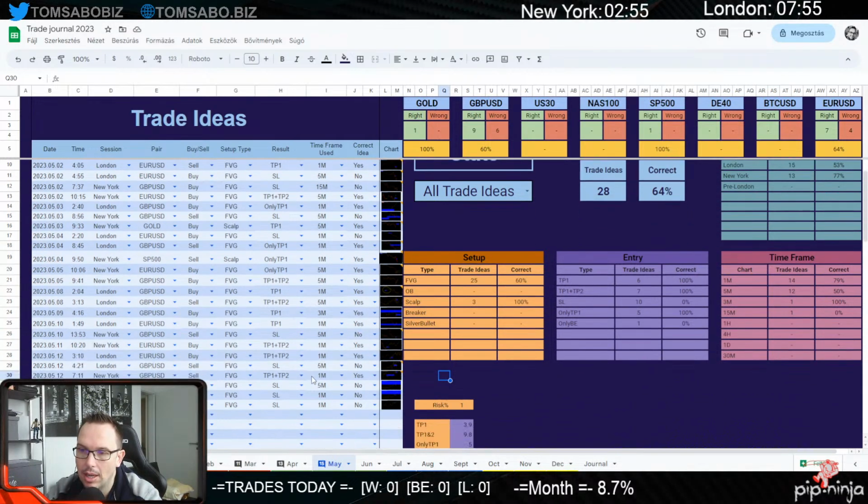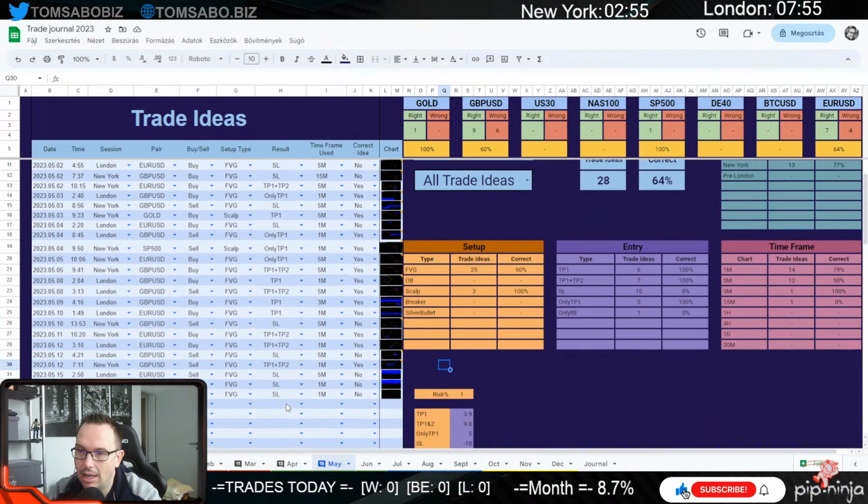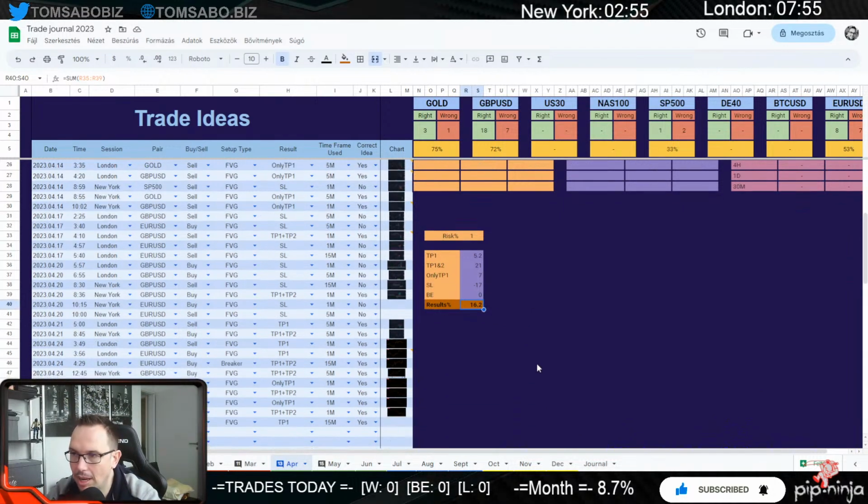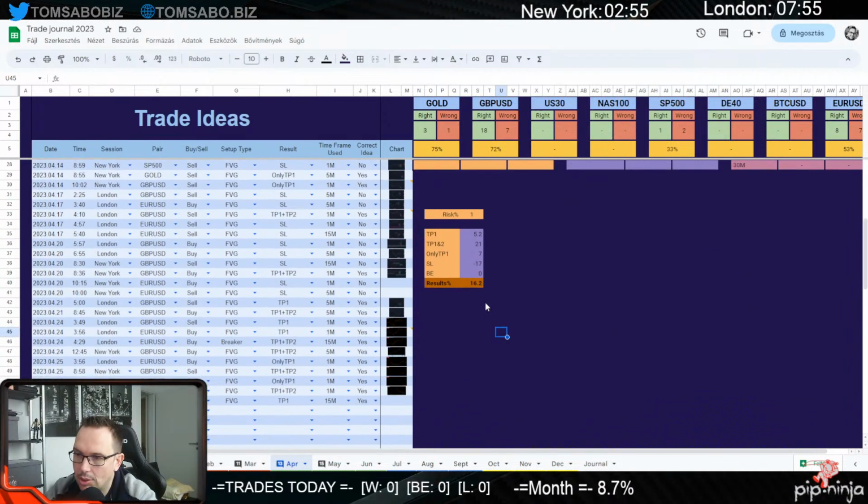But anyway, I had 3 losses yesterday. But the worst was in April. In April I had 16.2% by risking 1%. And I'm gonna tell you honestly, it's not exactly 16.2. It was a little bit below 16% because of some commission calculations and stuff. But if I put it into this Excel sheet, then yeah, this was it.